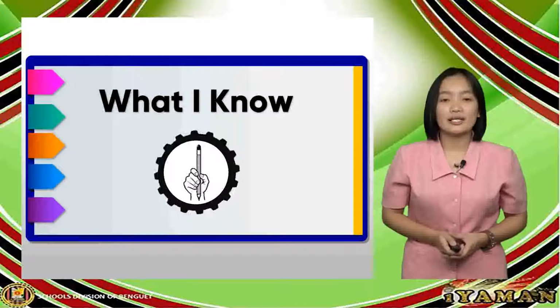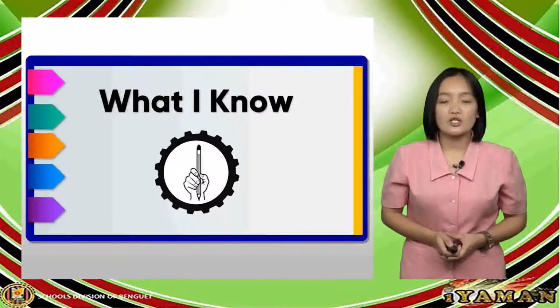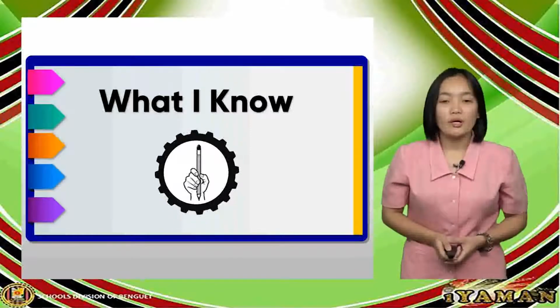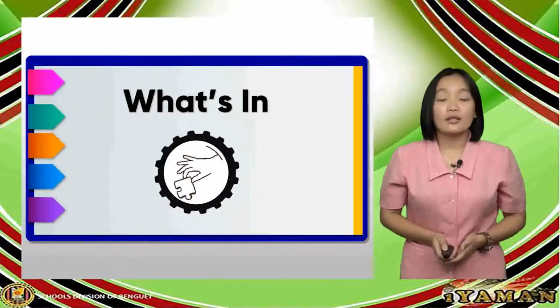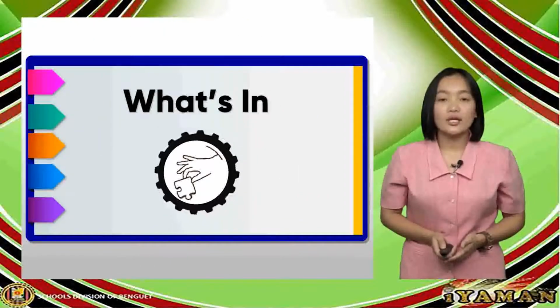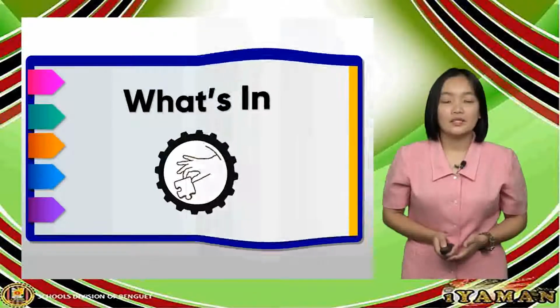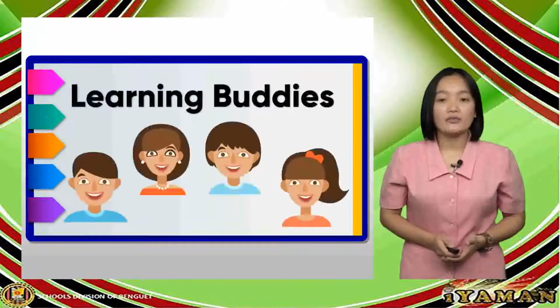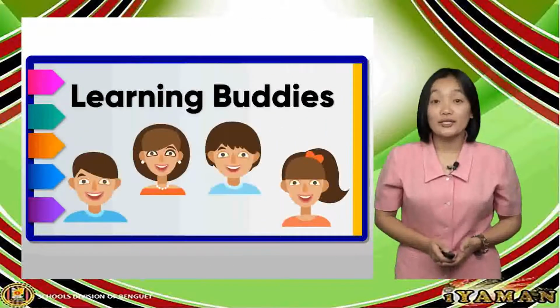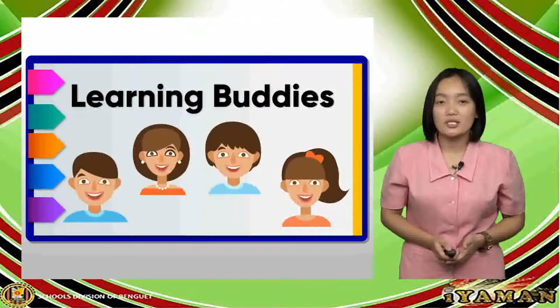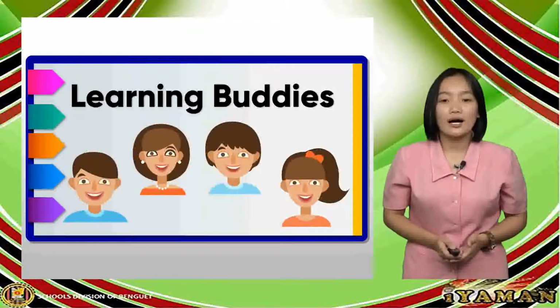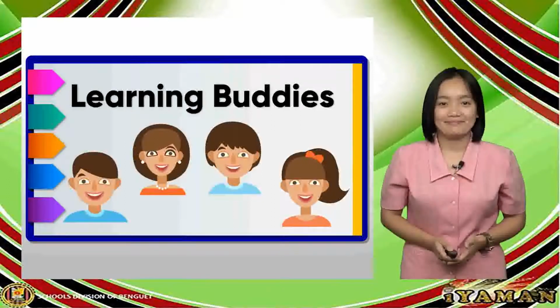Before we proceed to the lesson, kindly answer the pre-assessment entitled What I Know. This activity will measure what you already know about the topic. After answering the What I Know, read and do the activity on What's In. If you encounter any difficulty in answering the task, do not hesitate to ask help from your learning buddies. It could be your parents, your sister, or your brother. Make sure that you do the activity with honesty and with all your best.